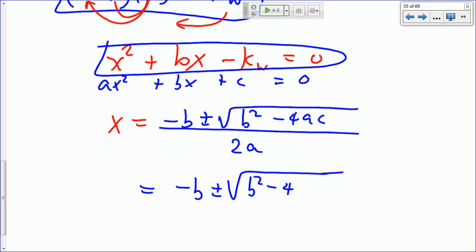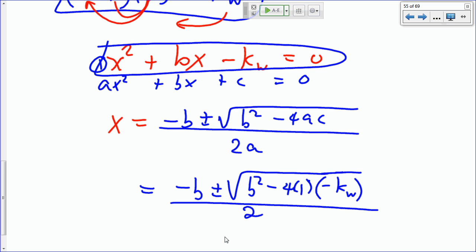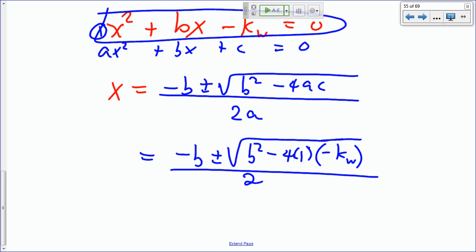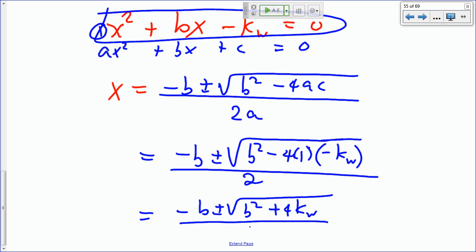What is our A here? A is 1, right? And what's our C? Negative Kw over 2A, so over 2. So it's going to be negative B plus or minus square root of B squared plus 4Kw over 2.